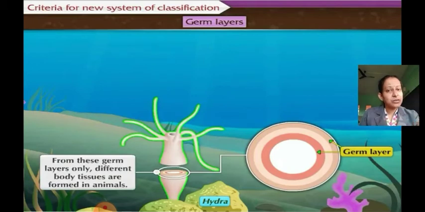From these germ layers itself, different body tissues are formed in animals. Now, the embryo is only a group of cells. From the embryo, the fetus later develops. Fetus means the baby which is getting developed in the mother's womb. This fetus will have all the different body parts, but they are formed from where? From the germ layers of the embryo. So from these germ layers only, different body tissues are formed in animals.